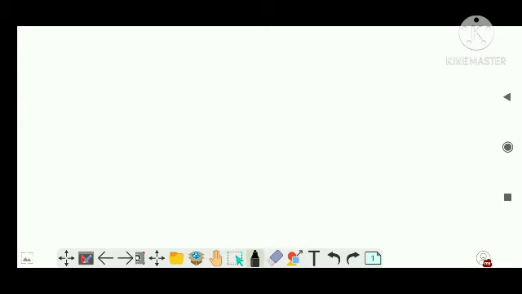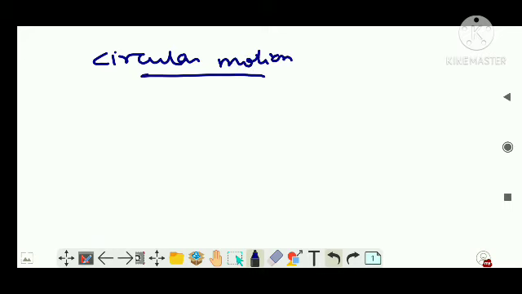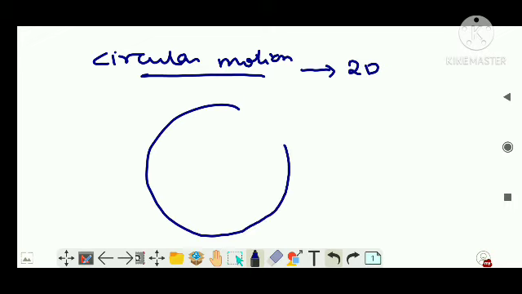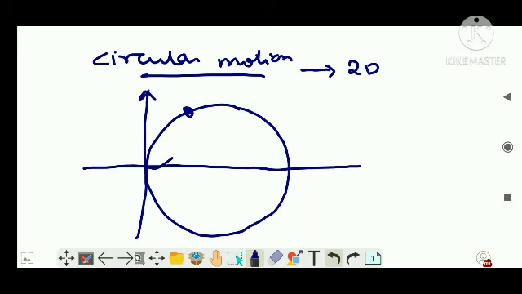Now let's start with the topic, which is the last topic of motion in two dimensions, which is circular motion. If someone asks you whether circular motion is one dimension or two dimension, of course it is two dimension motion. See, this is a circular motion, right? When you consider this point, let's say you are taking the axis like this, this point has both x value and y value. So circular motion is a two dimension motion.